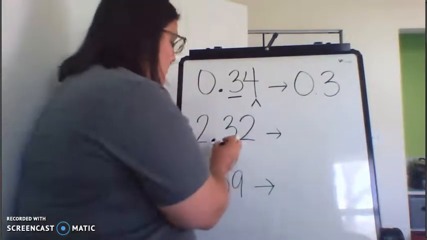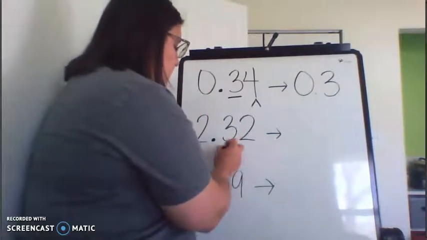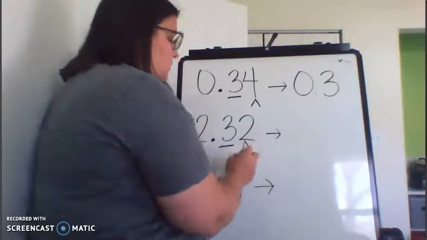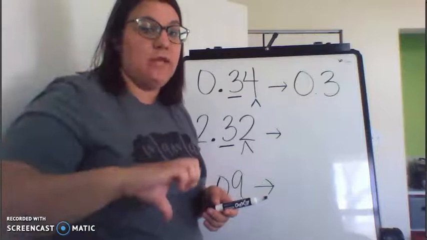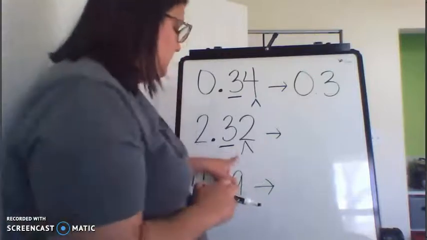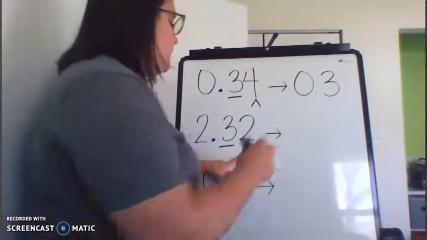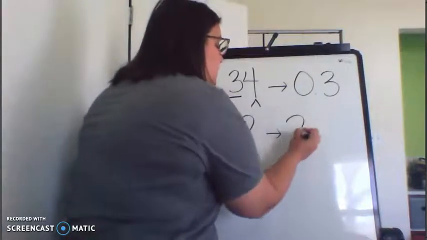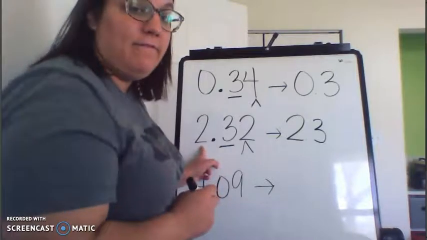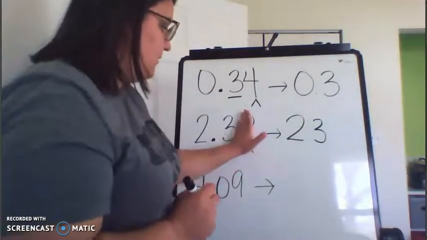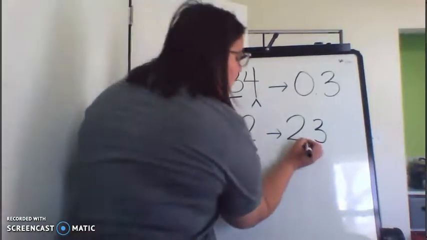Okay, we are rounding to the nearest tenth. Look to the right, we have a 2. If it's 5 or greater, you round up. If it's 4 or less, you round down. 2 is 4 or less, so we're going to round down, so it rounds to 2 wholes and 3 tenths. Everything to the left stays the same. Everything to the right just falls away.